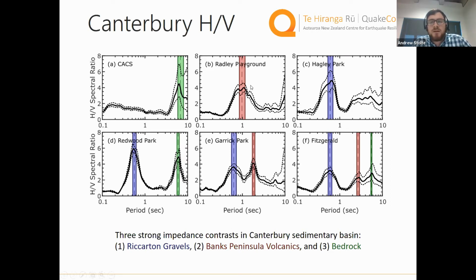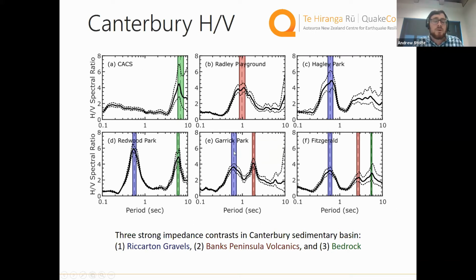If you're close to the Port Hills, which are associated with the Banks Peninsula volcanics, you can see a stiff impedance contrast associated there, and that tends to be in the middle range of our site periods, about 1 second. And then, of course, the steepest impedance contrast that we're going to see is associated with bedrock, and that's what we would see at the CACS site, where we have a site period of about 5 or 6 seconds.